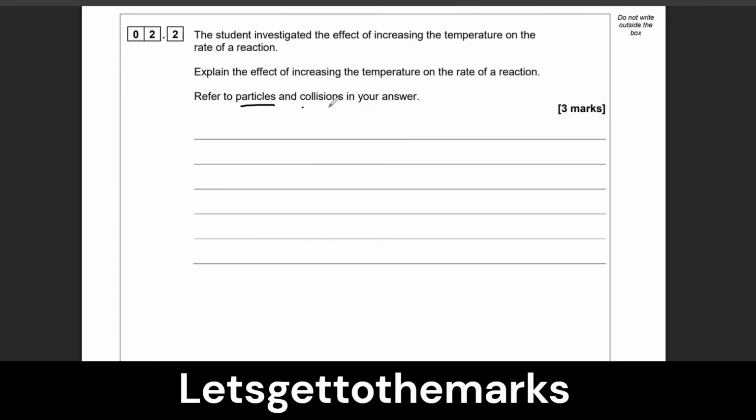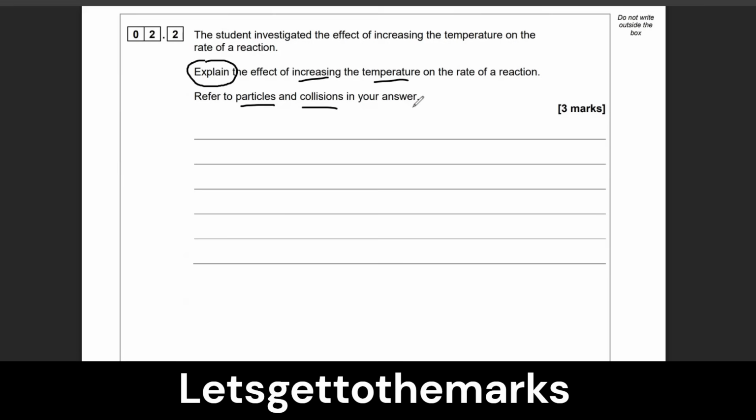So they've given us 2 hints. We need to talk about particles and collisions. It's going to be 2 out of 3 marks. And look, we're not using the word describe. We're using the word explain the effect of increasing temperature on the rate of reaction. If I increase the temperature, what will happen to the rate of reaction?